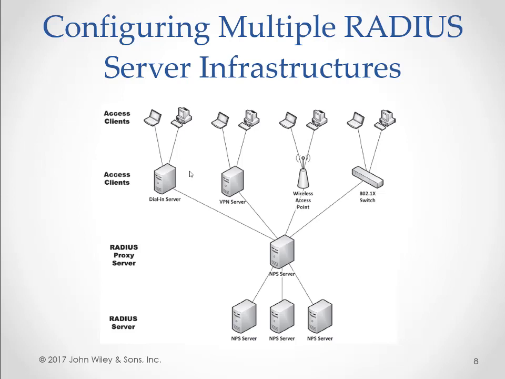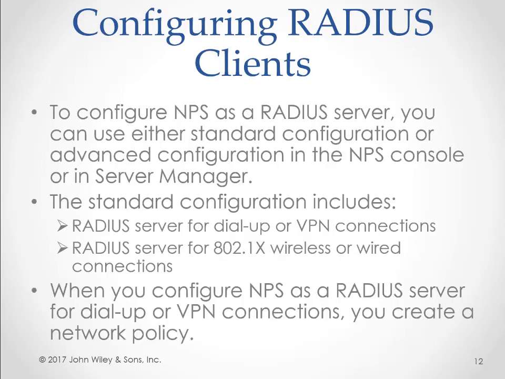The VPN server is controlling via VPN connection. Wireless access points, this can be internal. Is a device allowed to connect to your wireless network? If it does, what access is it provided? And then the same thing with your 802.1x enabled switches.